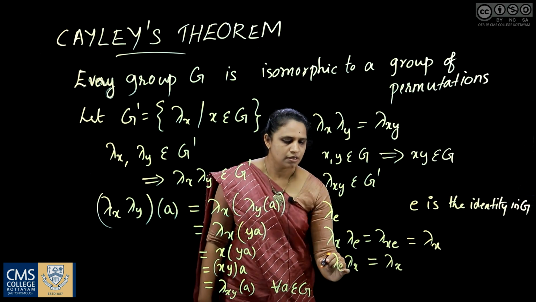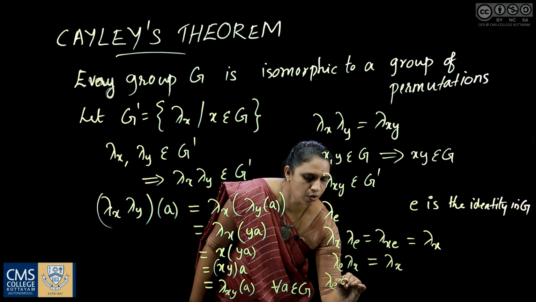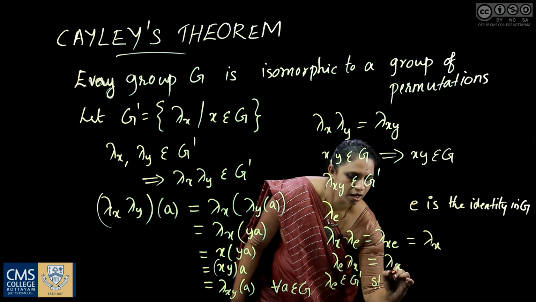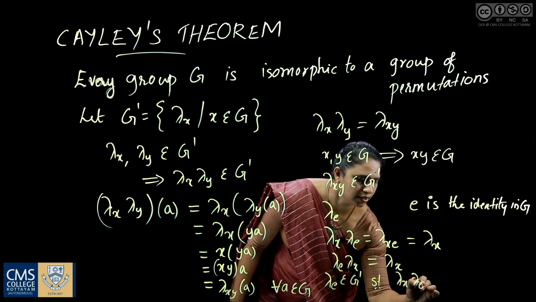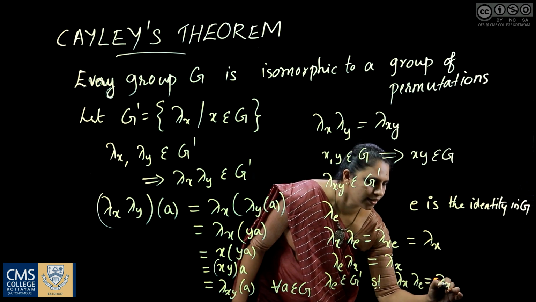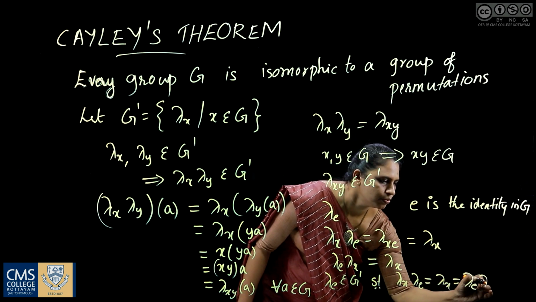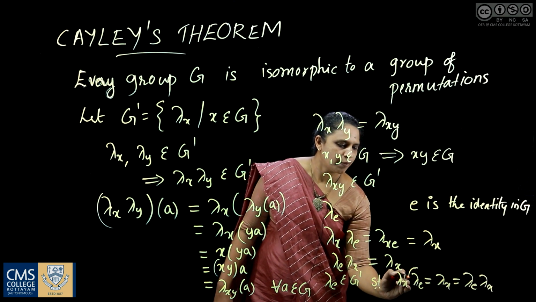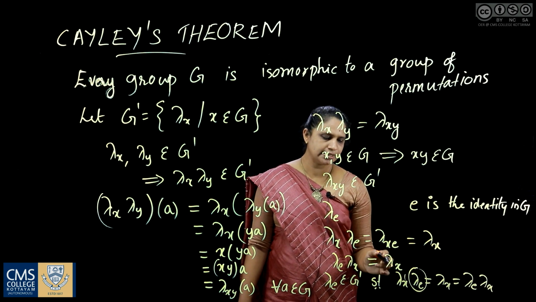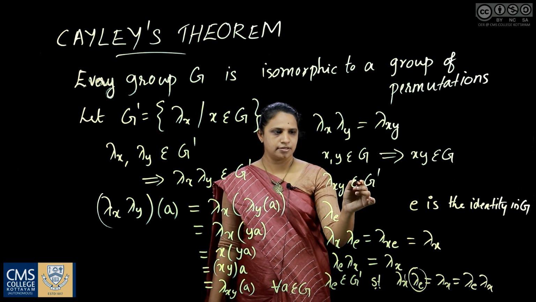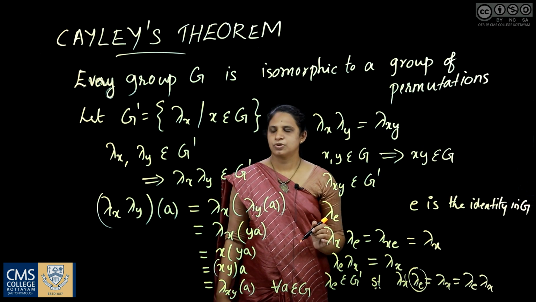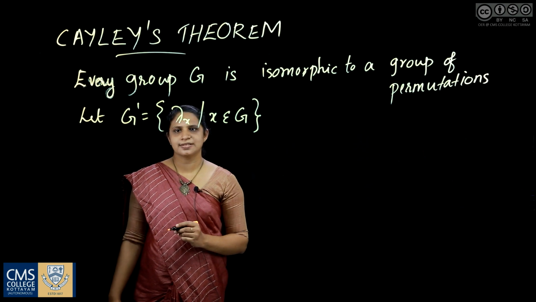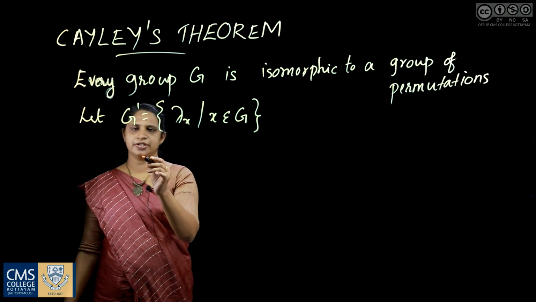So, there exists λE belonging to G dash such that λx into λE equals λx, which is the same as λE into λx. That means this λE acts as the identity element in the set G dash. So, the identity element exists in G dash. Now, we prove the existence of the inverse element in G dash.